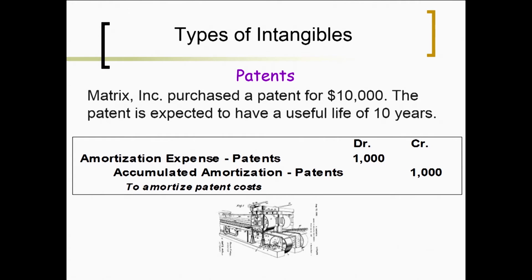We don't debit depreciation expense. We don't debit depletion expense. We debit amortization expense. We don't credit accumulated depreciation. We don't credit accumulated depletion. We credit accumulated amortization. That's a contra asset hooked to the asset of intangibles. You with me? Not too hard there, but that's a patent.